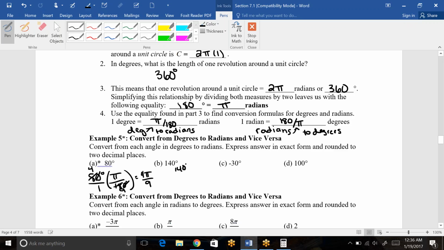140 degrees, do the similar thing. So pi over 180. Anytime they both end in a 0, you can go ahead and divide that out. That's just dividing out by 10. And if we divide both things by 2 again, that would leave me with 7 pi over 9. So 4 pi over 9 and 7 pi over 9. Negative 30, if we want to convert that into radians.